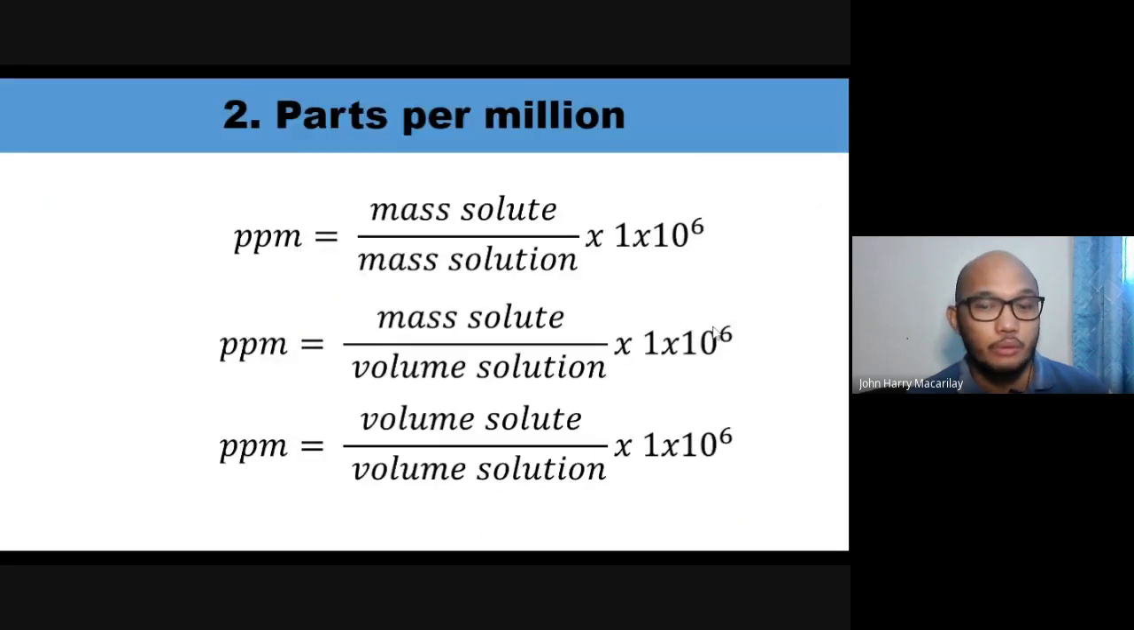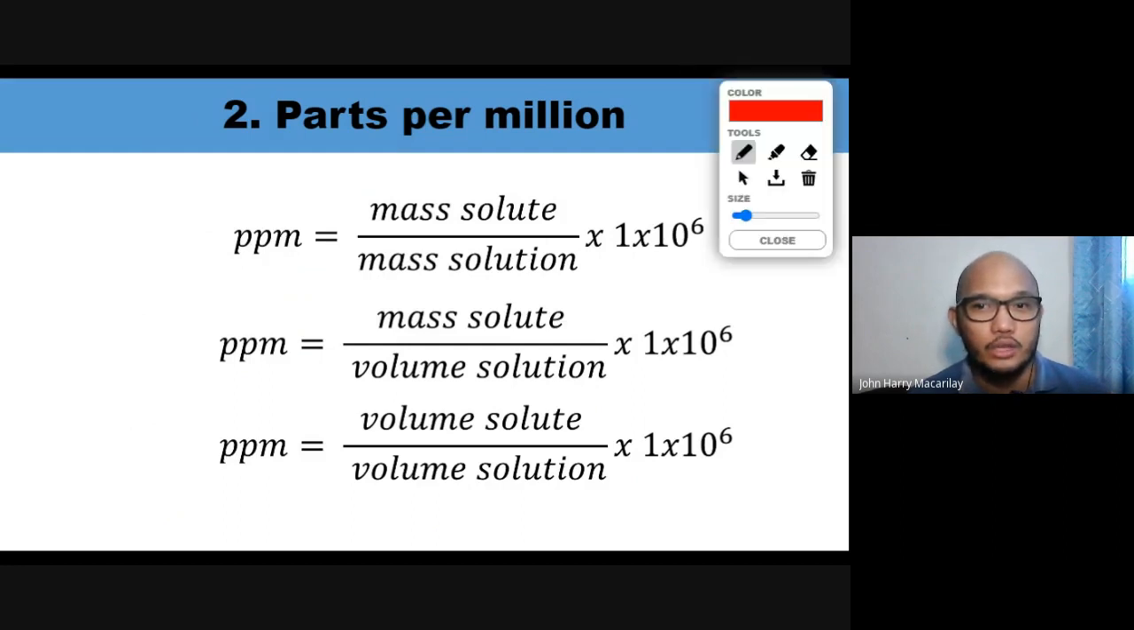Next would be parts per million. Same with our percent strength, you will make use of three possible solutions. The only difference here is that instead of multiplying with 100%, we will multiply with 1 million. So mass of solute over mass of solution times 1 million, mass of solute divided by volume of solution times 1 million, volume of solute over volume of solution times 1 million.